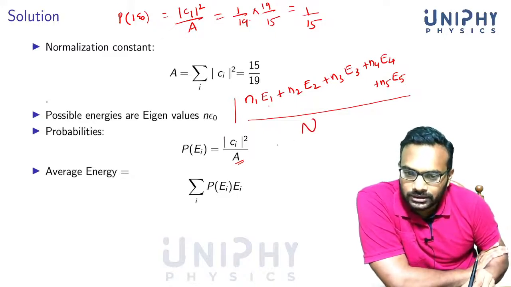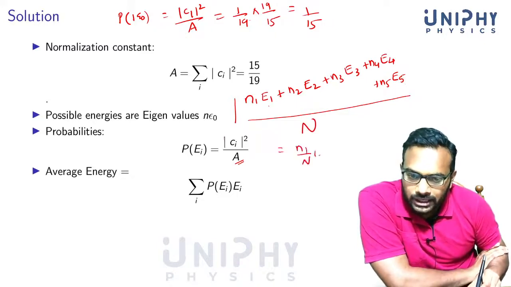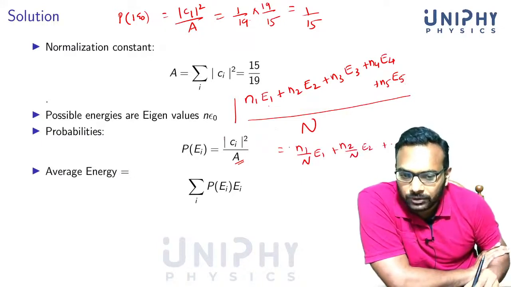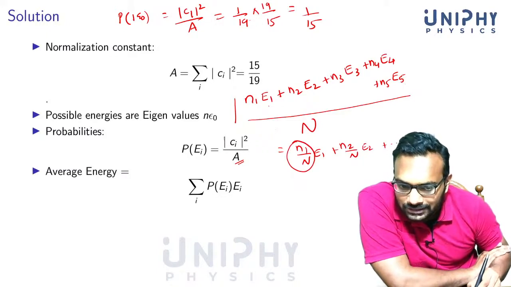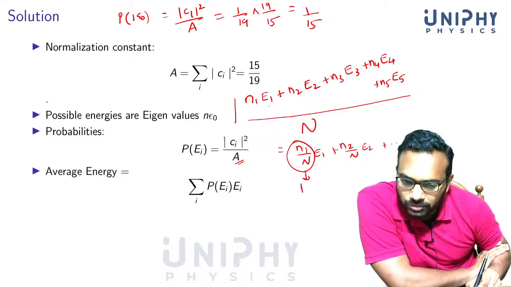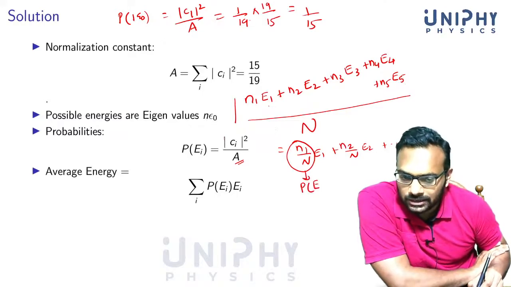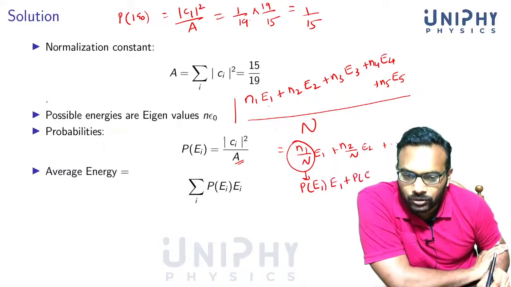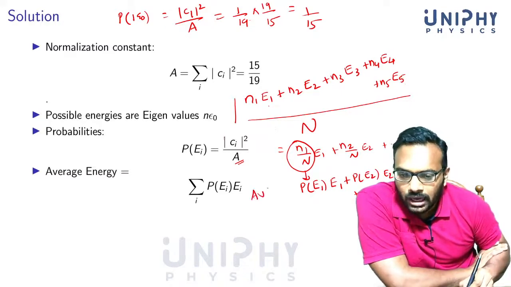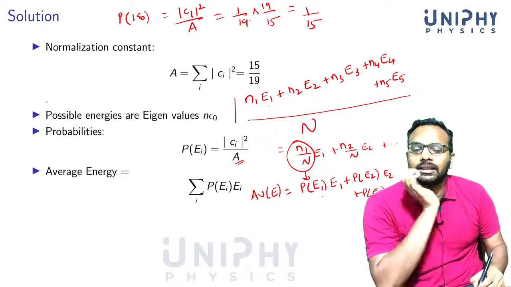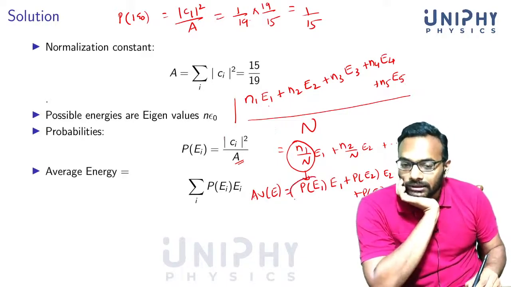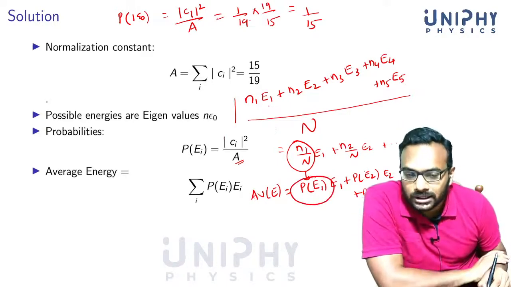Now this you can again write as n1 by N E1 plus n2 by N E2 plus etc. And what is this n1 by N? This is exactly the measured probability, P of E1. So this is equal to P of E1 E1 plus P of E2 E2 plus probability of measuring E3 times E3. This is what we mean by average value, average energy. And we already know how to calculate these probabilities from theory.